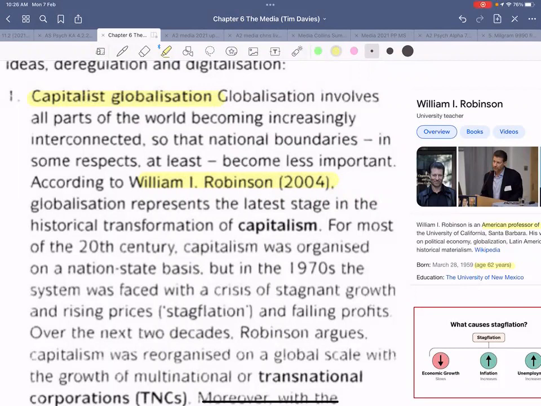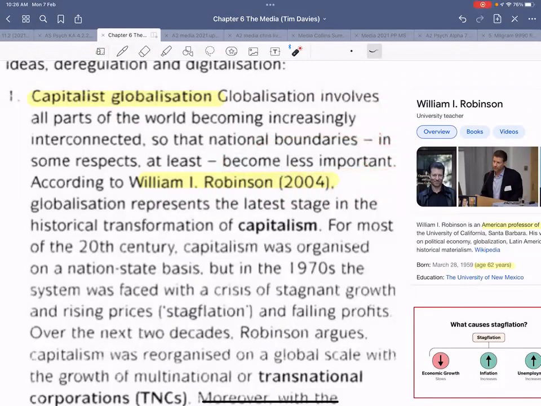They're all examples of globalization. So globalization involves all parts of the world becoming increasingly interconnected so that national boundaries in some respects at least become less important, right? These national boundaries becoming less important, and the word I had used was they're blurring away.